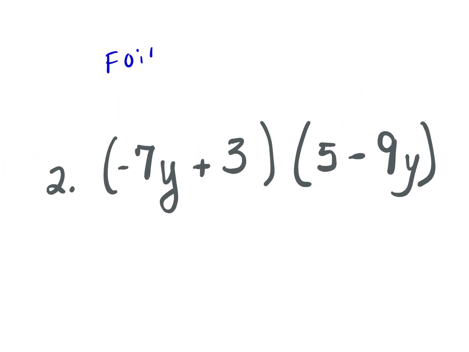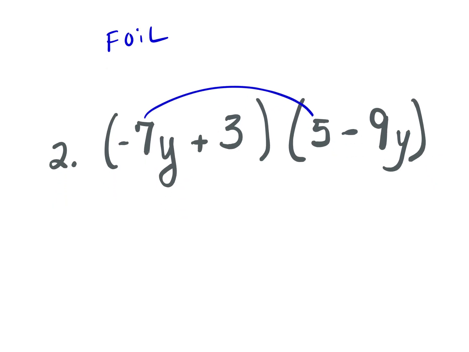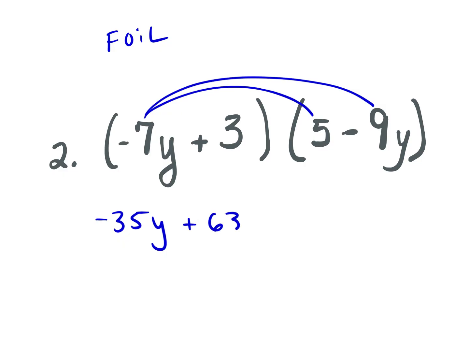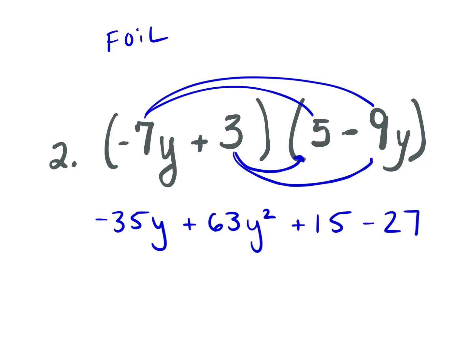FOIL. So we start by multiplying our firsts. What is negative 7y times 5? Negative 35y. Then the outsides, what's negative 7y times negative 9y? Plus 63y squared. Awesome. We add the exponents. Then the insides, what's 3 times 5? Plus 15. And then the lasts, what's 3 times negative 9y? Negative 27y.